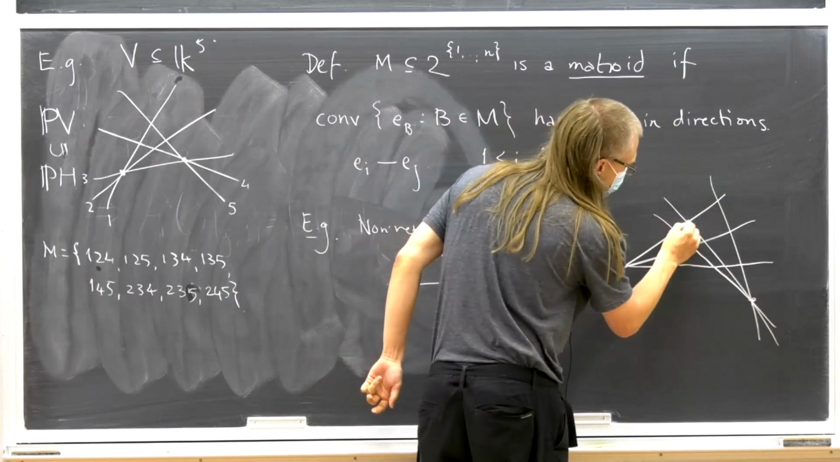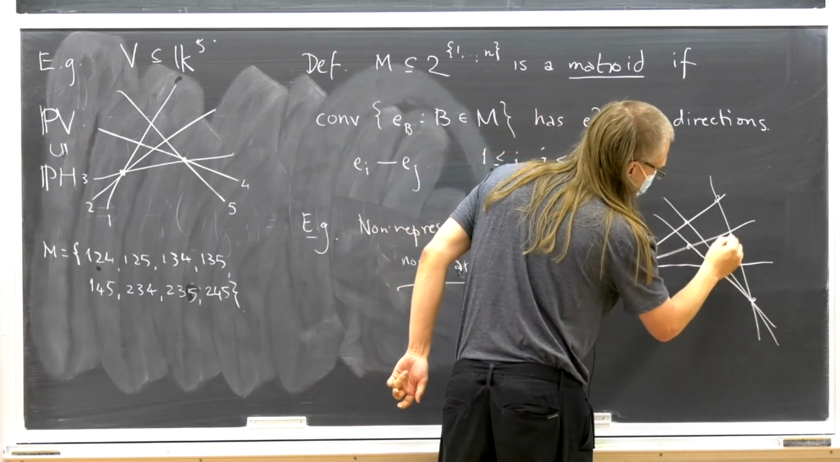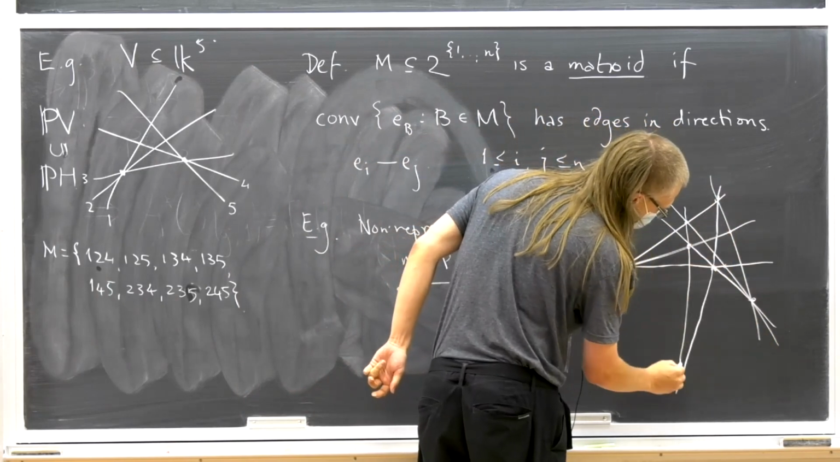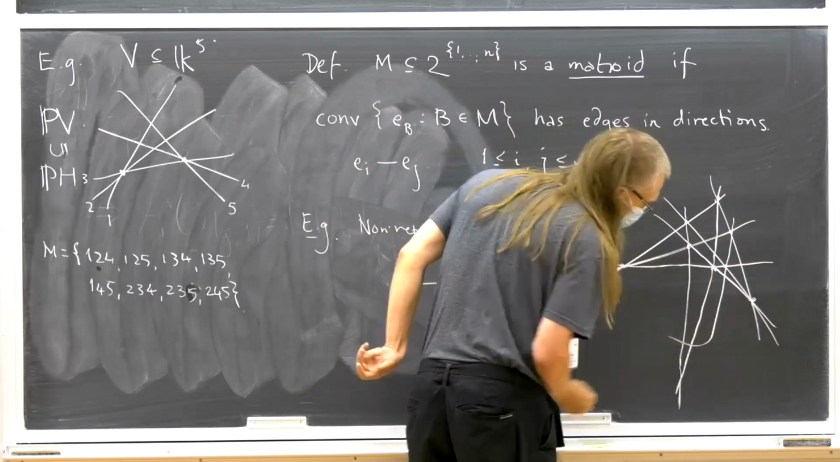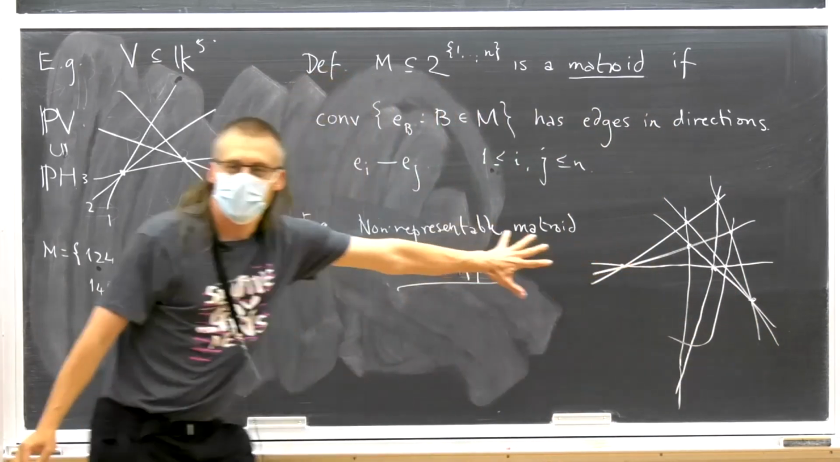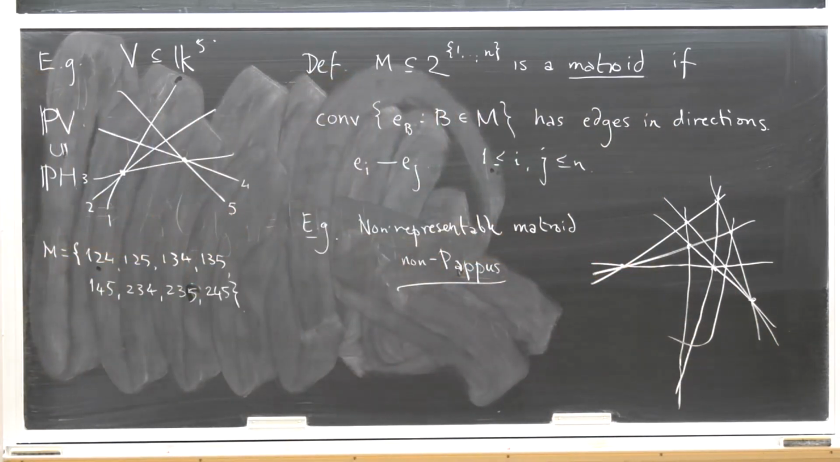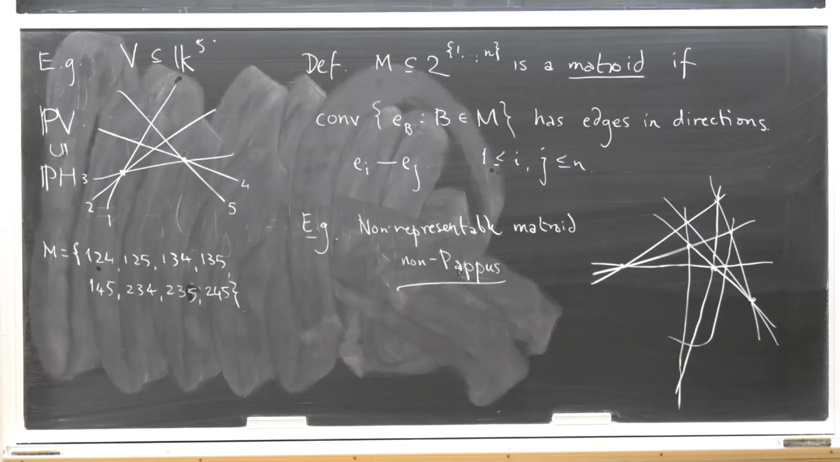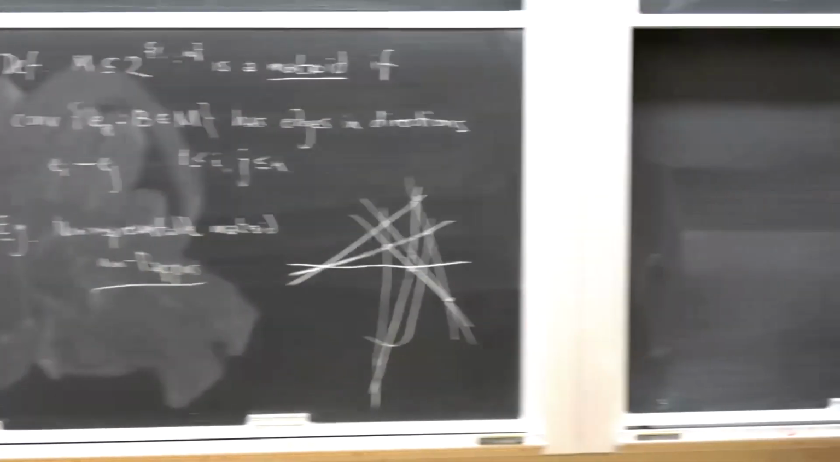And now Pappus's theorem says if I consider these 3 lines, they should be incident. And if I say, oh, they're not incident, you can't actually coordinatize that, but it's still a matroid. And this existence of non-representable matroids is responsible for what I think is one of the pieces of magic of matroid theory.